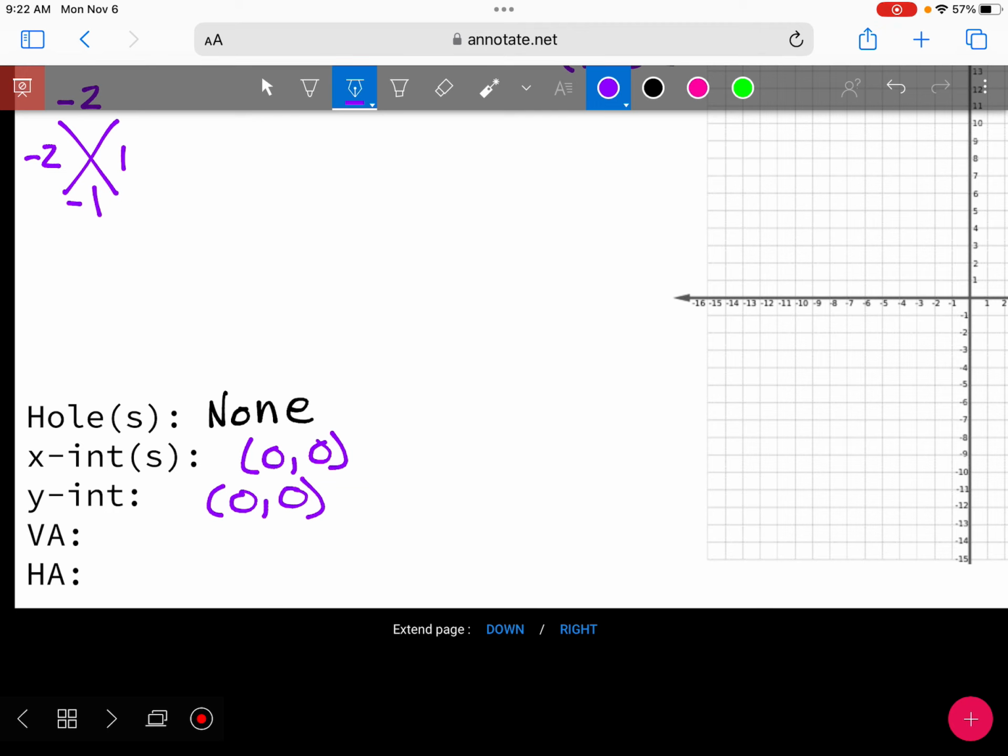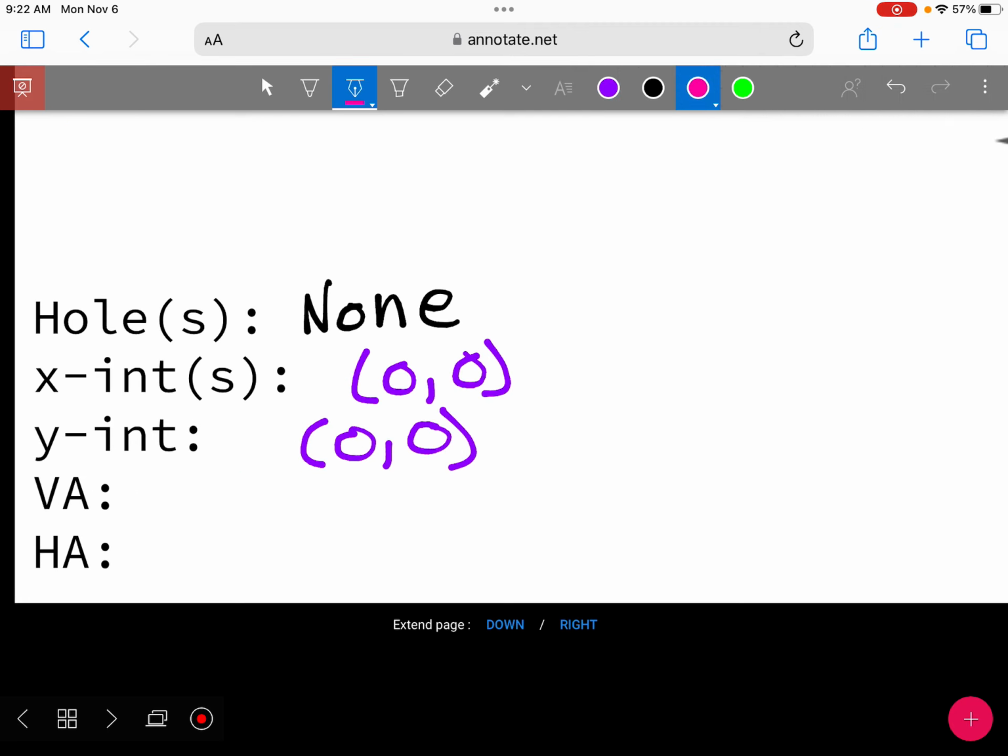Our vertical asymptotes are solutions of the denominator. What do we have? We have 2 of them. x equals 2 and x equals -1. We have 2 vertical asymptotes.